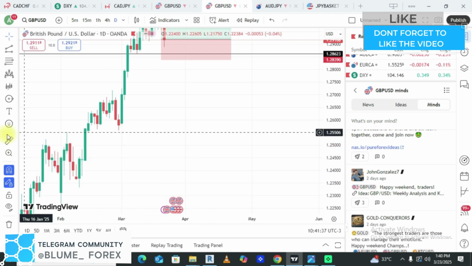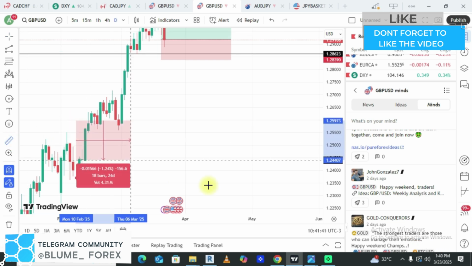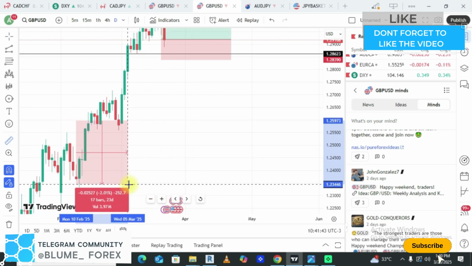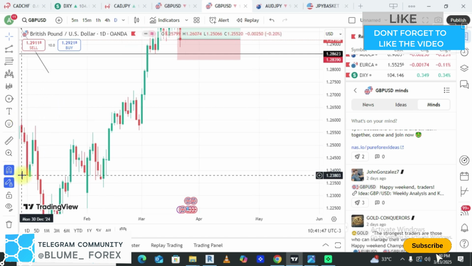And then we have the measuring tool. I don't use this tool. I don't have a use for it yet. But normally it's used to measure the range and the volume of the bars or something. So I don't use that.